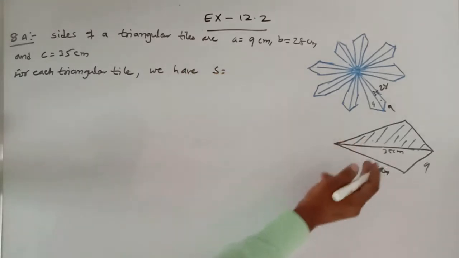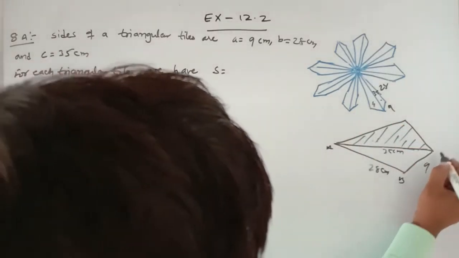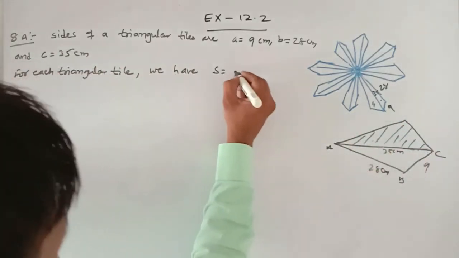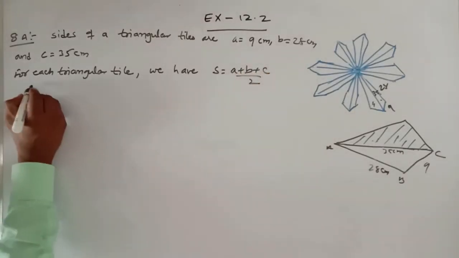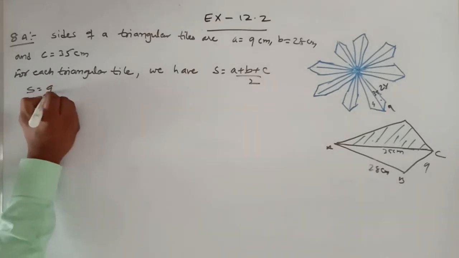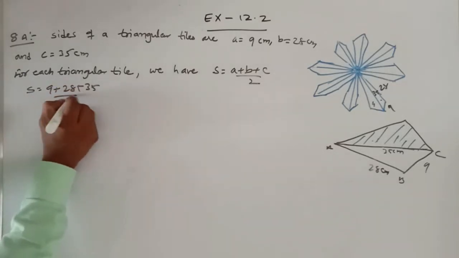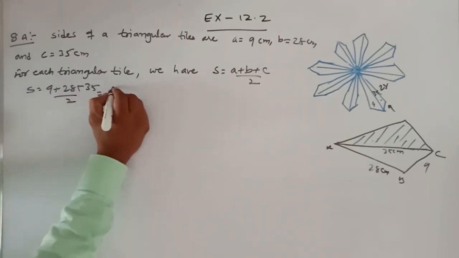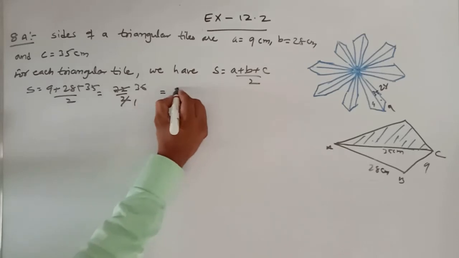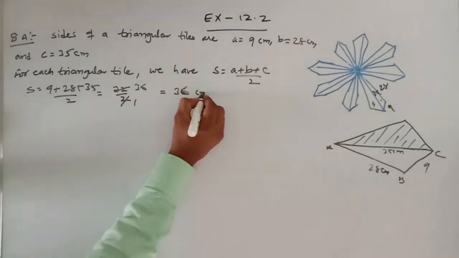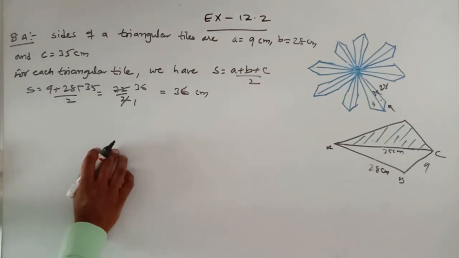This is the one triangle I am taking, ABC is a triangle. So now S is equal to A plus B plus C by 2, that is S is equal to 9 plus 28 plus 35 by 2 is equal to 72 by 2, that is equal to 36 centimeters. Semi-perimeter of a triangular tile is 36 centimeters.